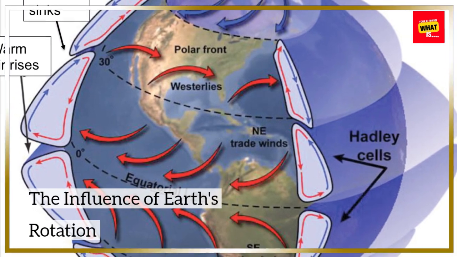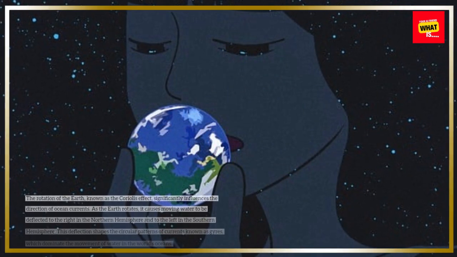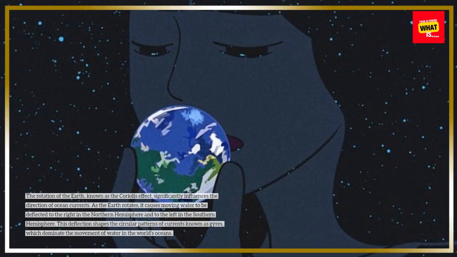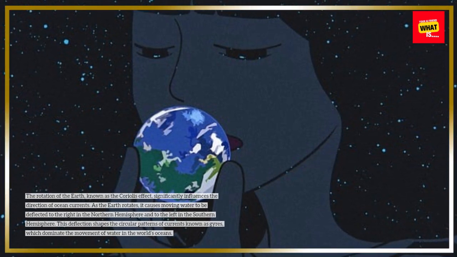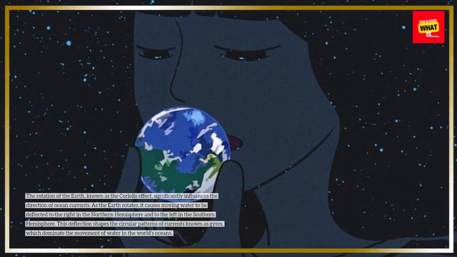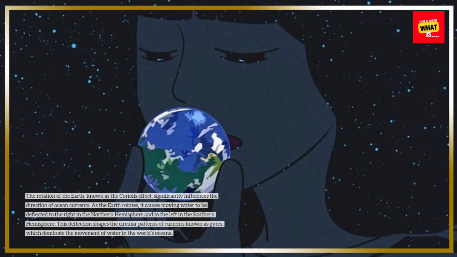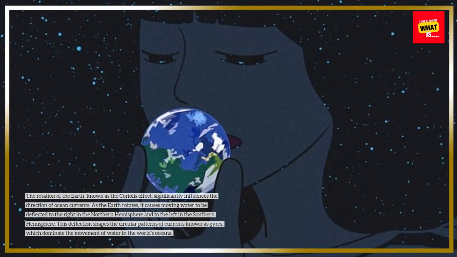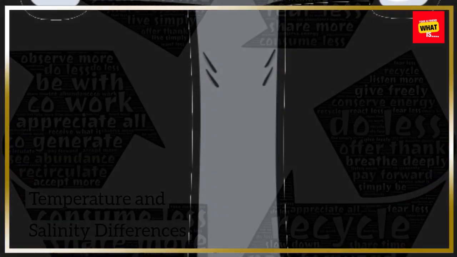The influence of Earth's rotation. The rotation of the Earth, known as the Coriolis effect, significantly influences the direction of ocean currents. As the Earth rotates, it causes moving water to be deflected to the right in the northern hemisphere and to the left in the southern hemisphere. This deflection shapes the circular patterns of currents known as gyres, which dominate the movement of water in the world's oceans.